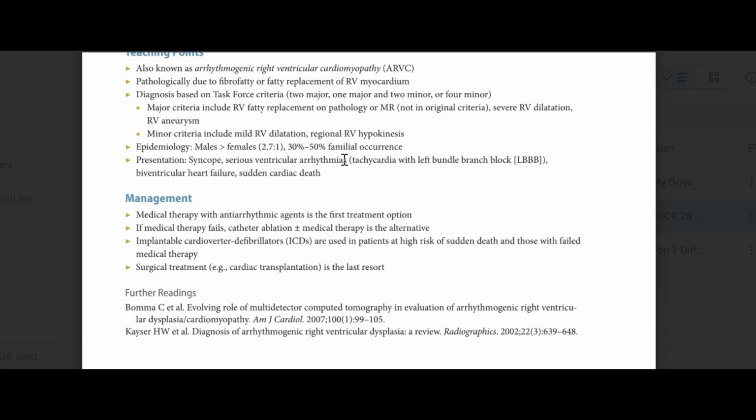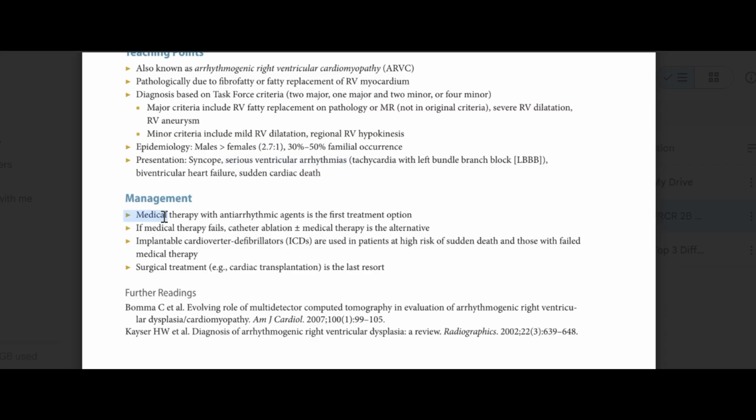Presentation is serious ventricular arrhythmia, tachycardia with left bundle branch block, biventricular heart failure. So there will be ventricular arrhythmia.